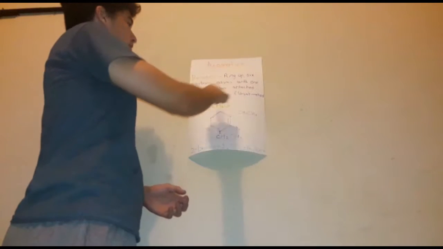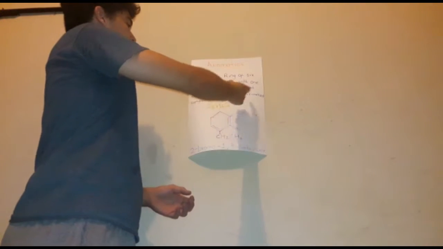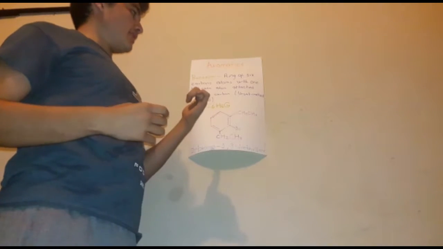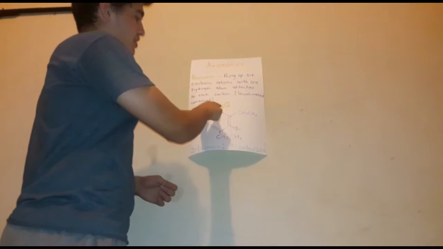Then we have the aromatics, also called benzene. A ring of 6 carbon atoms with 1 hydrogen atom attached to each carbon. It is an unsaturated compound. The formula is C6H6.